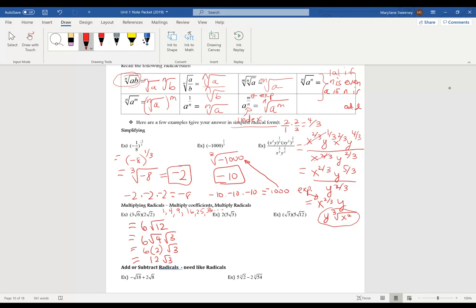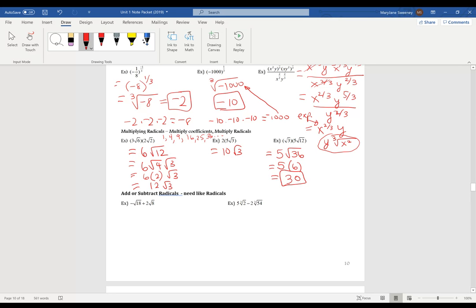Here we have 2 integers and then just a radical by itself. So we multiply the integers, 10 radical 3. That's my answer. Here we've got an integer and then we got 2 radicals. So the integer is going to stay, the radicals we're going to multiply. We want to recognize that radical 36, square root of 36, that's a perfect square, which is 6. So my answer is 30.